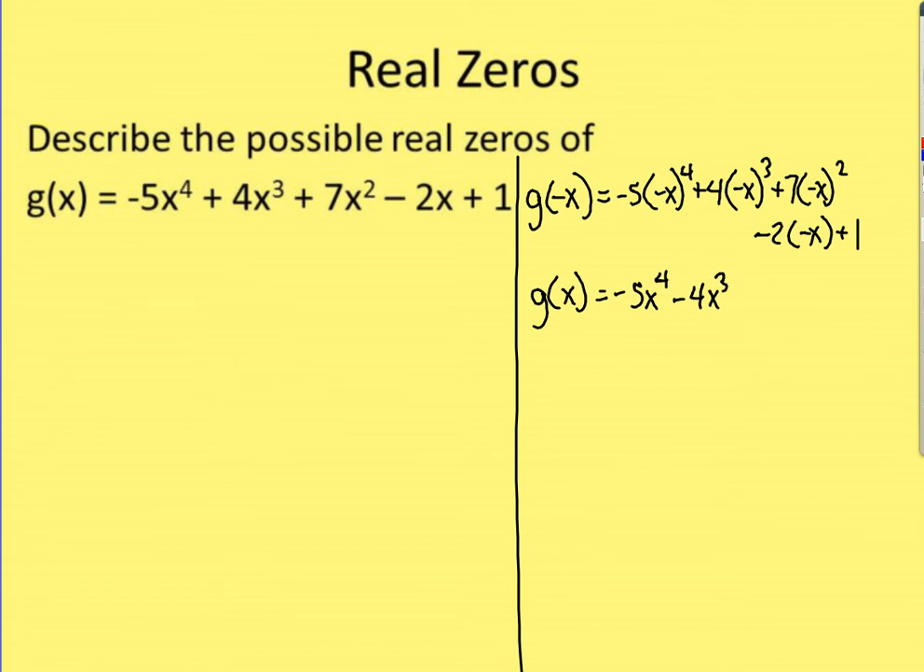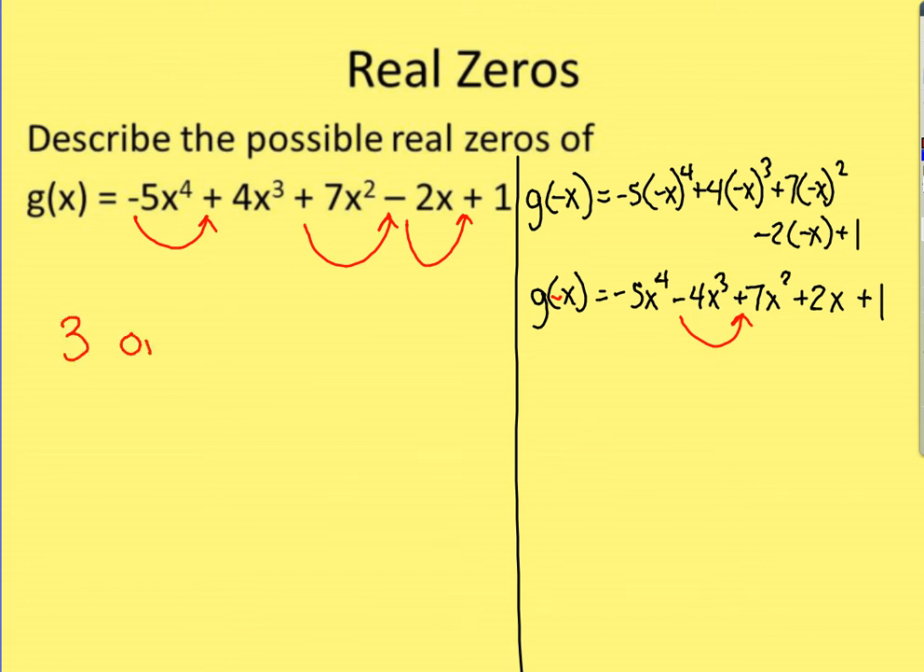Negative x, when I square it, becomes positive. So this will be a plus 7x squared. Negative 2 times negative x gives us a plus 2x and plus 1. So let's check and see how many times we change signs. On g of x, we go from a negative to a positive to a negative, and then a negative back to a positive. On g of negative x, we go from a negative to a positive, and then it does not change again. So there are 3 or 1 positive zeros. And there is 1 negative zero.